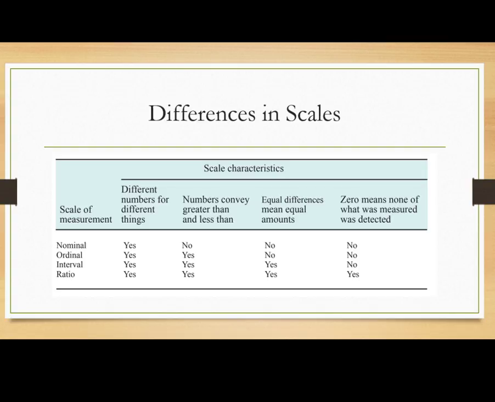And remember that interval, because it has the equal differences, we can add and subtract. And ratio, because it has a 0 that is an actual 0, we can multiply and divide. We can also add and subtract with ratio because it also has equal differences.